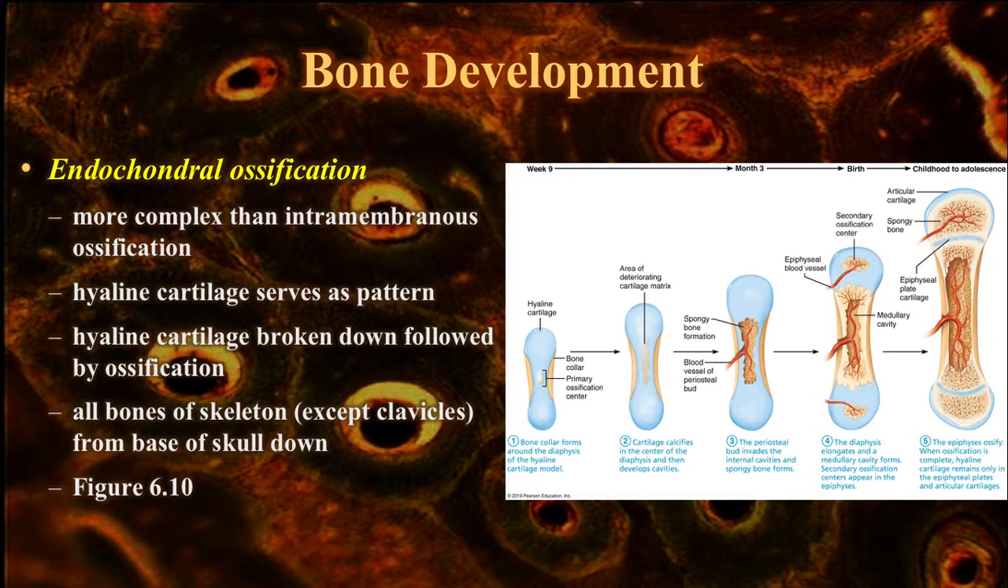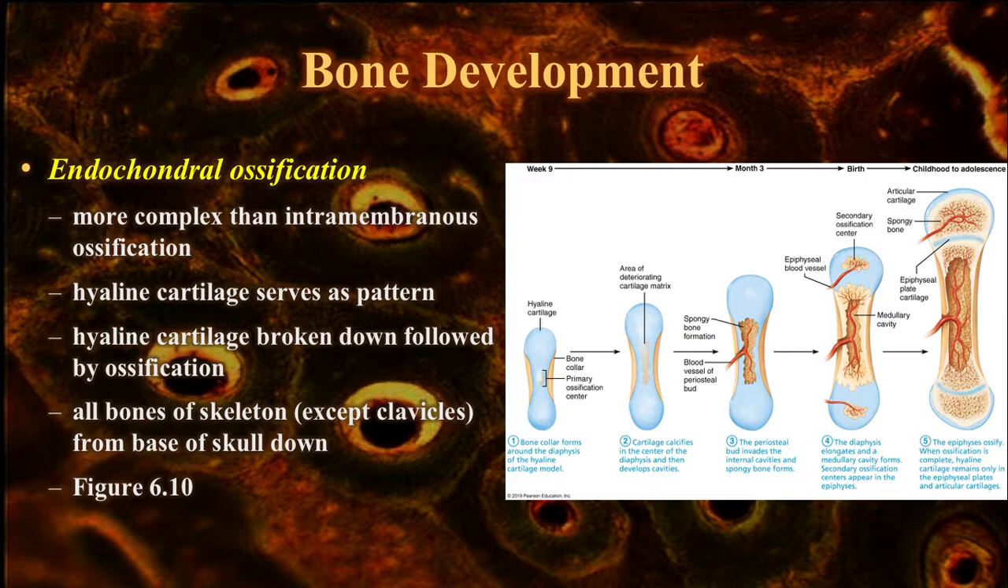So we're going to lay down hyaline cartilage first, and then we're going to ossify that hyaline cartilage. Okay? So the process is a little more complex than intramembranous ossification. The hyaline cartilage is there first, and it serves as a pattern. So you can see in this picture, we start out with what looks like a little bone, but it's made of just cartilage. And then over time, we are going to add bone to that. Okay, so we break down the cartilage and replace it with bone.